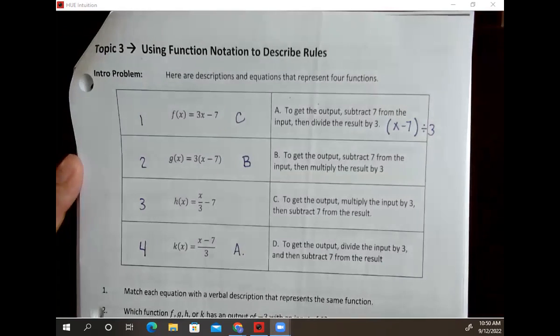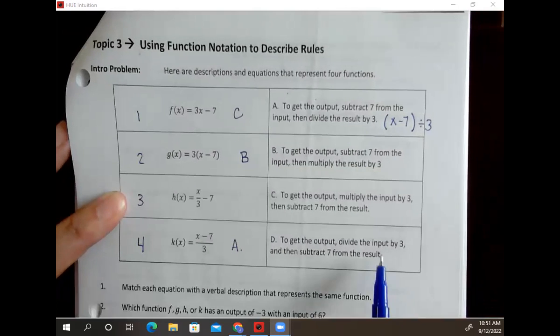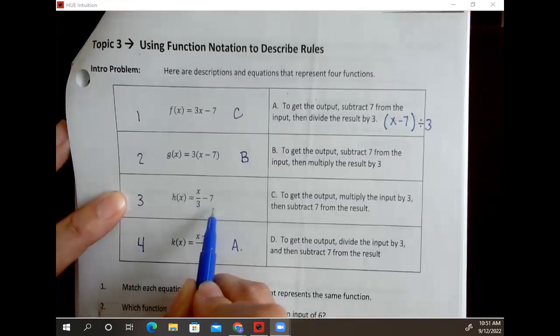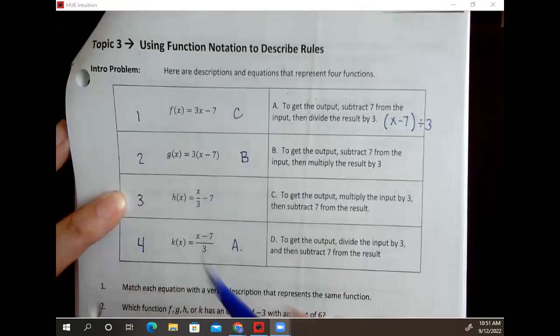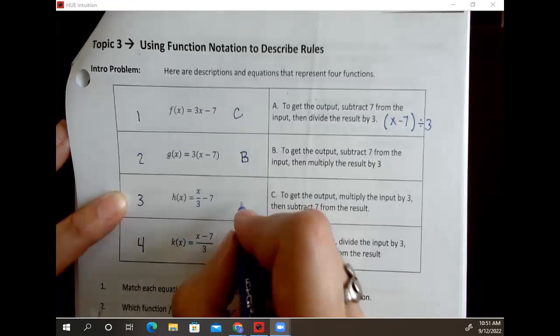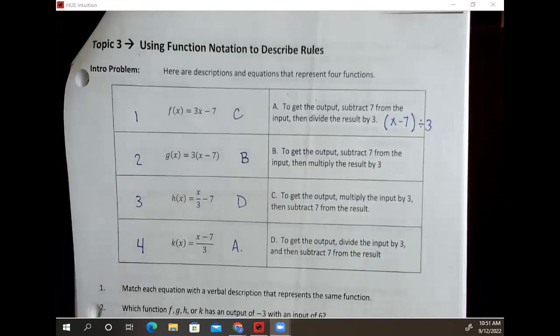And then finally, D, to get the output, divide the input by 3, then subtract 7 from the result. So obviously that one's going to be 3. It's our only option that's left. But this says divide by 3 first, then subtract 7. Again, order of operations would tell me do the division first, then the subtraction. So the subtraction is written outside of the division. That's different from how we had it represented in number 4. Okay, that's the difference there. What am I doing first? Then I'm doing this next thing.